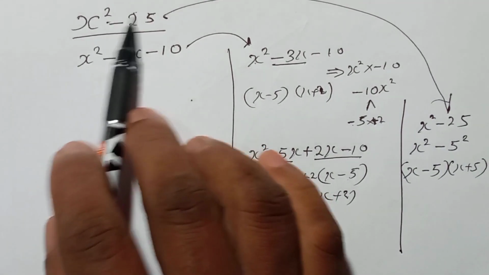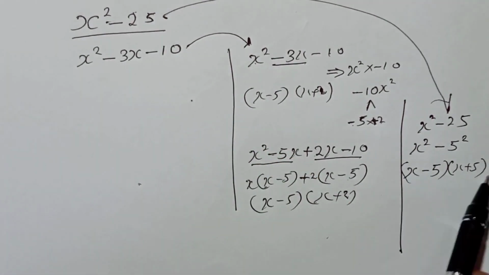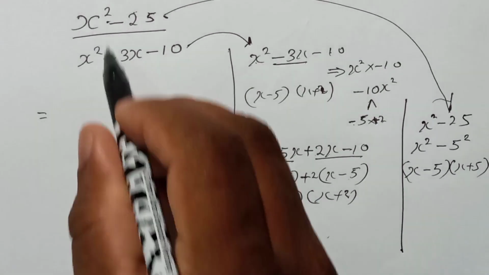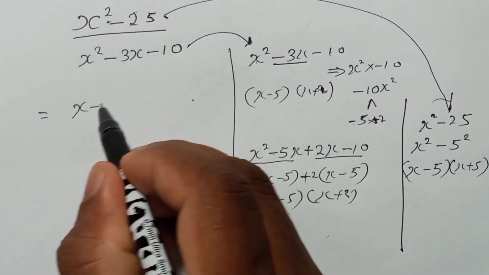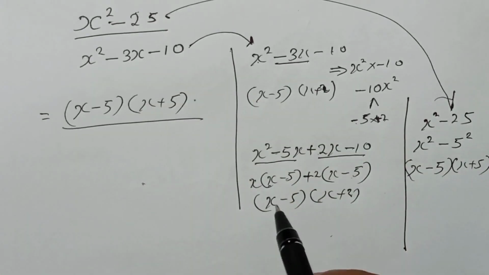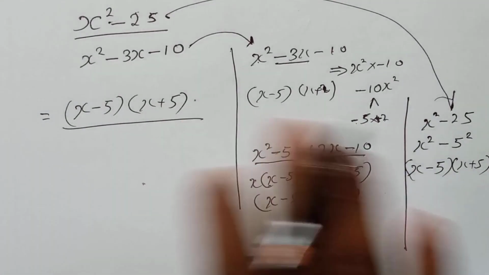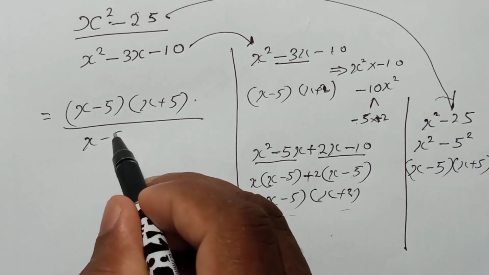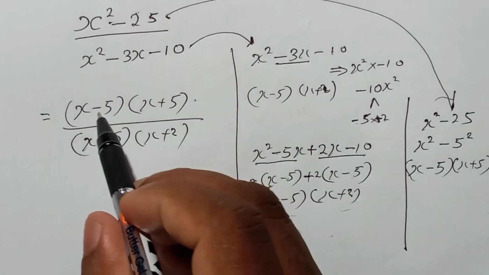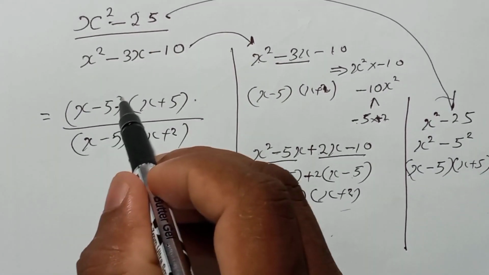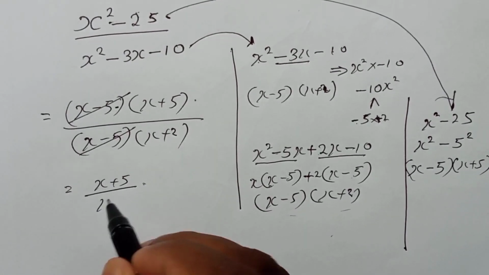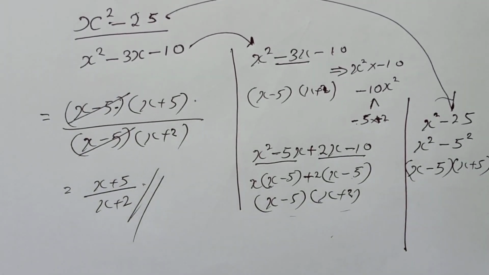Now I can replace this one with this answer, and this one with this answer. So I will write it here. I can write x minus 5, x plus 5, and for this one I can write these two factors, x minus 5 and x plus 2. Now you can see here x minus 5, here x minus 5, both are the same, so you can cancel. Then your final answer will be x plus 5 over x plus 2. That's the simplified answer.